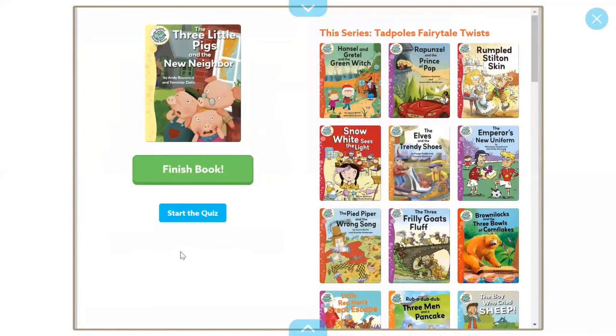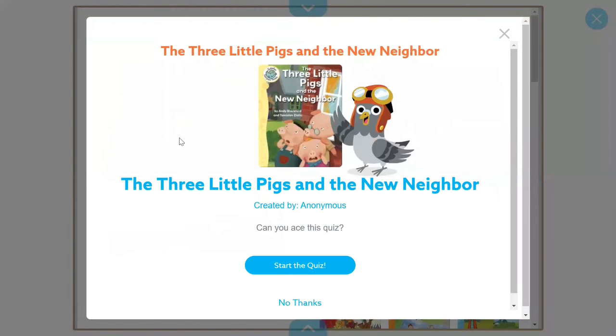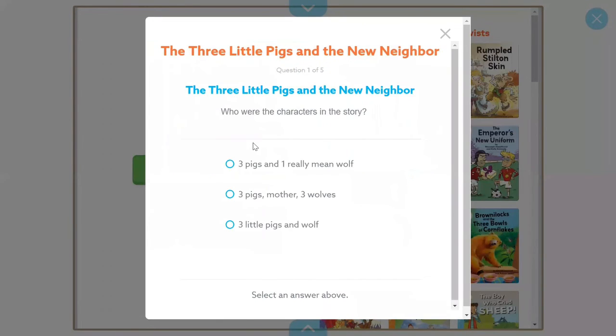Okay, the last thing we're going to do is take a little quiz, okay? See how well we understood the book. So let's start this quiz. Who are the characters in the story? 3 pigs and 1 really mean wolf? 3 pigs, mother, 3 wolves, or 3 little pigs and wolf? Good, 3 little pigs and wolf, right?